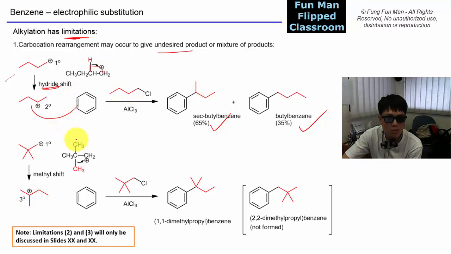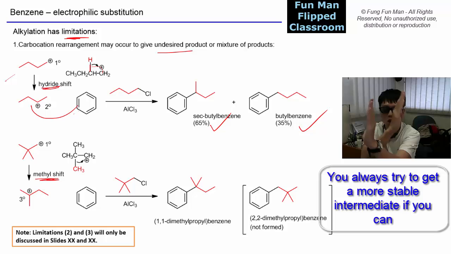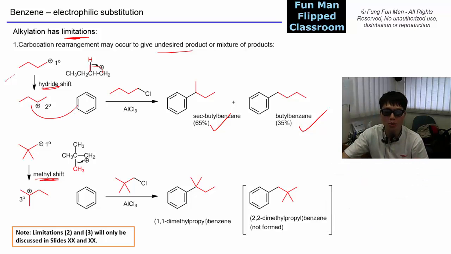For the second example at the bottom of this slide, you could also have a methyl shift. That means now instead, the alkyl group, or the methyl group specifically, will swap position with the positive charge to attain a more stable intermediate. From a primary carbocation, this whole bond breaks, goes over, and you get a tertiary carbocation, very stable.